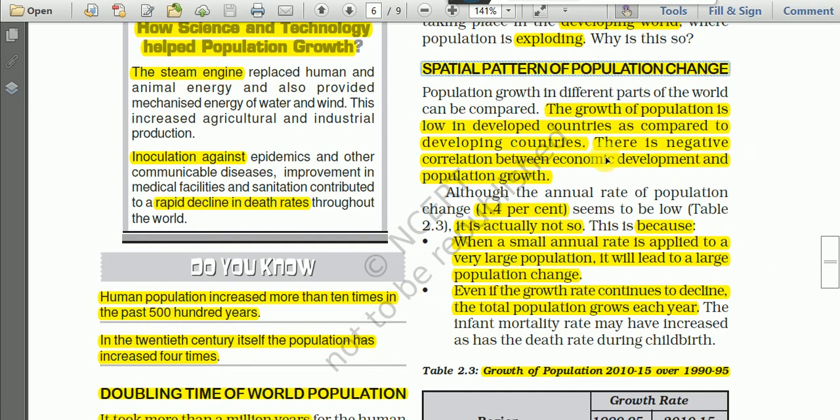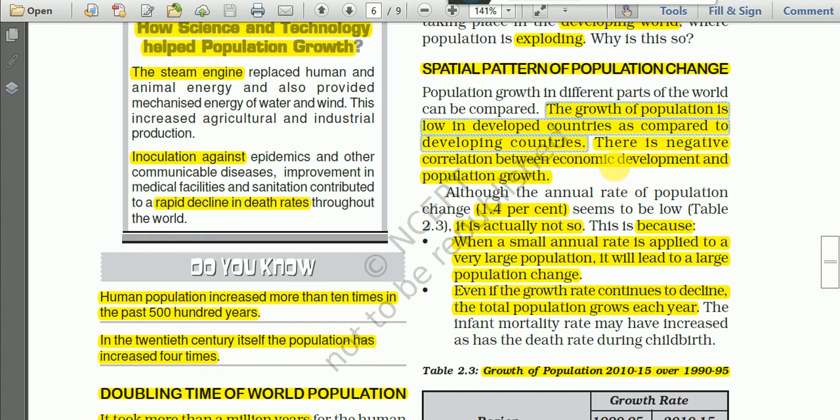So let us read. Population growth in different parts of the world can be compared. The growth of population is low in developed countries as compared to developing countries. So we must know that the growth rate of population is low in the American countries and in the Western European countries as compared to developing countries like India, China, Bangladesh, and other Asian countries.